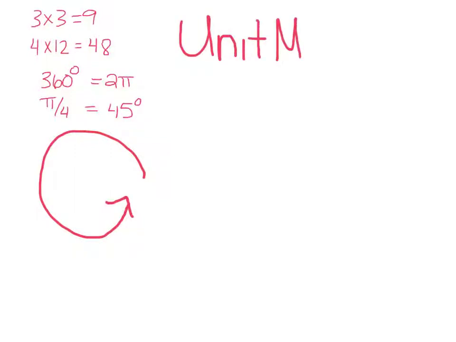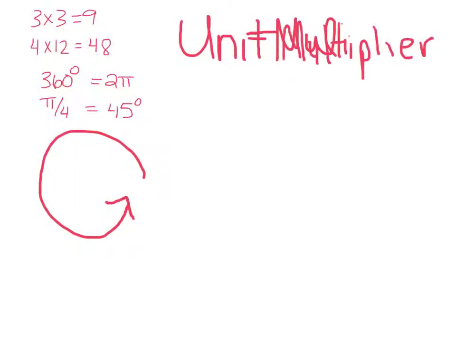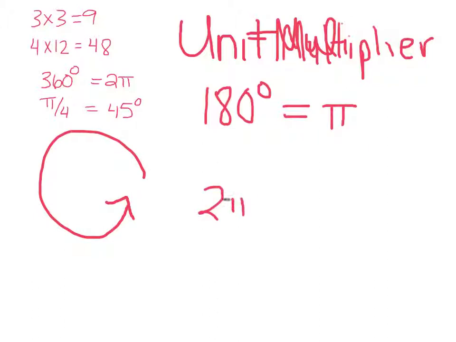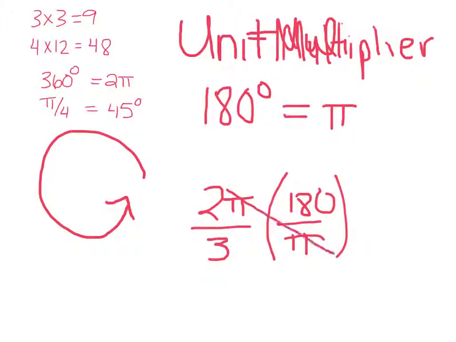And the unit multiplier is that 180 degrees is equal to pi. So if you just could not remember what 2 pi over 3 came out to be, you could multiply it by 180 divided by pi. The pi's cancel. 2 times 180 is 360. 360 divided by 3 is 120.